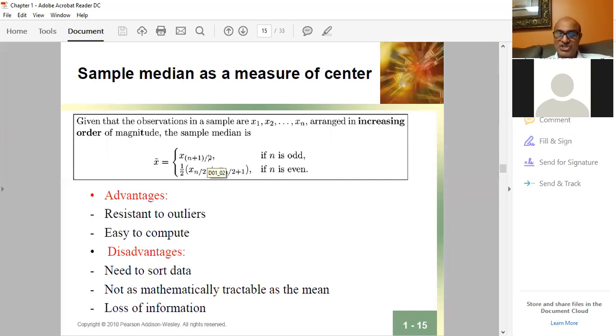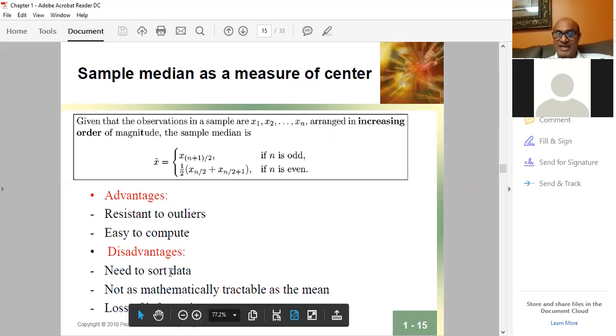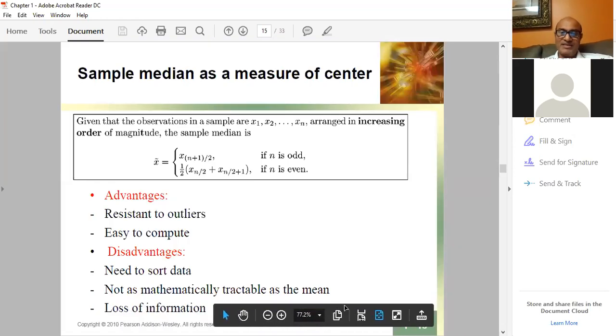The advantage of the median is that it is resistant to outliers and easy to compute. The disadvantages are that it needs sorted data, it is not as mathematically tractable as the mean, and there is a loss of information.